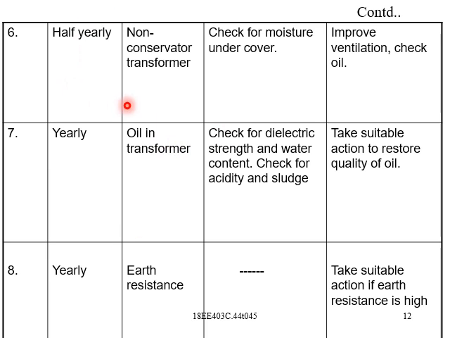The inspection should be done half yearly. The item to be inspected is the non-conservator transformer, that means a transformer where there is no conservator. Check for moisture under the cover, and the action to be done is improve ventilation and also check the oil.